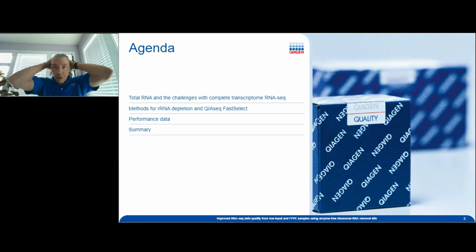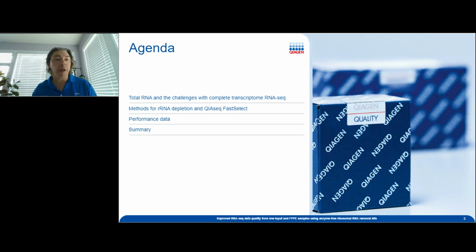So today, this is pretty much the agenda that I put together. I'd like to talk a little bit about total RNA and the challenges with what I call complete transcriptome RNA-Seq. And for complete transcriptome, this includes trying to capture all the RNA that's there. So in the case of eukaryotic cells, mRNAs and long non-coding RNAs. In the case of prokaryotic cells, it's all the RNA that are there. And in other situations, it may include RNAs where we don't even know what their biological value is, but we want to capture them in some way.